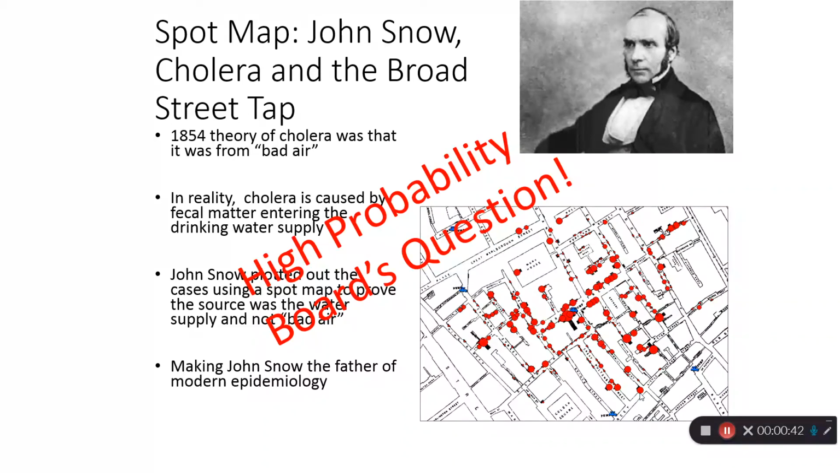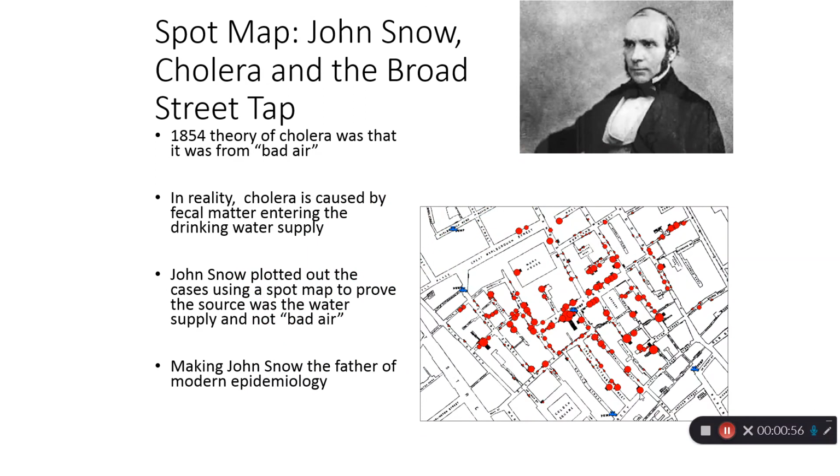The spot map by John Snow. So this is a high probability boards question, so pay attention to this area specifically. Think of John Snow, cholera, and the Broad Street tap. In 1854, the theory of cholera was that it was bad air. In reality, cholera is caused by fecal matter entering the drinking water supply.